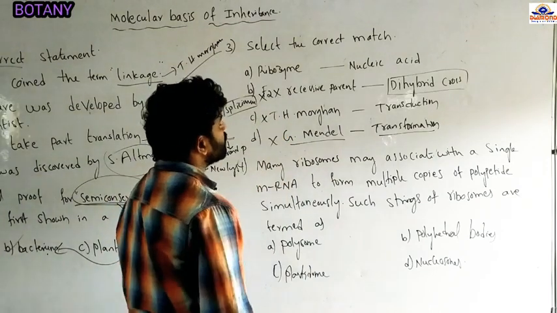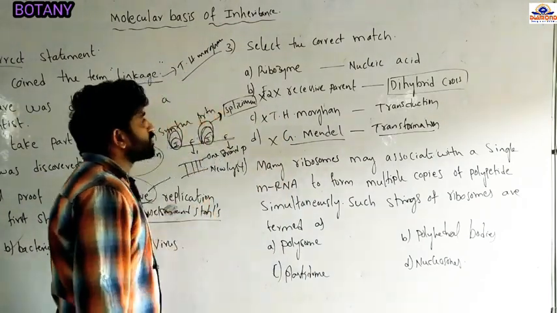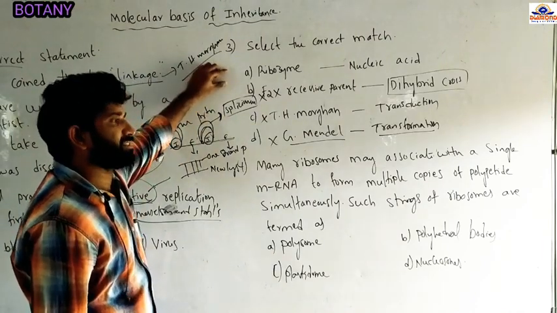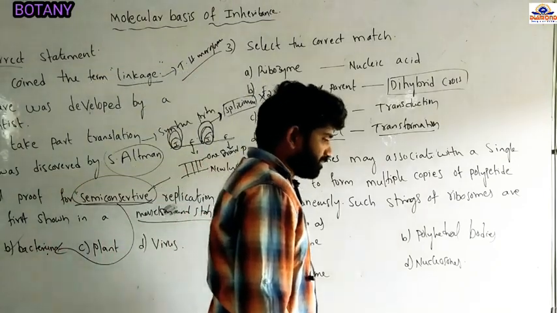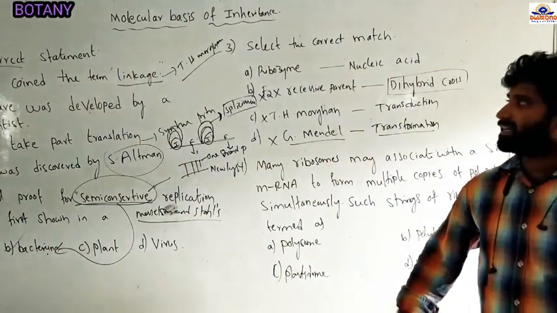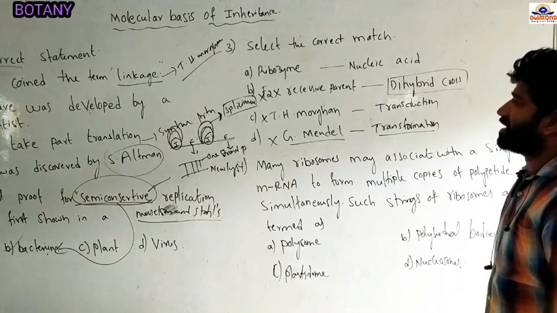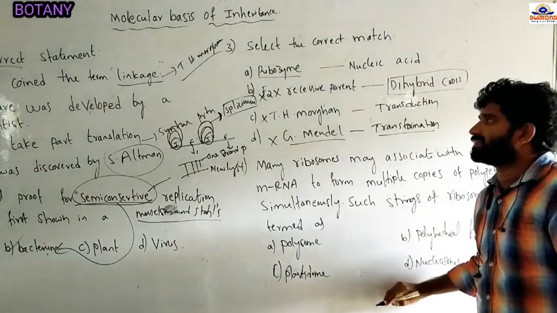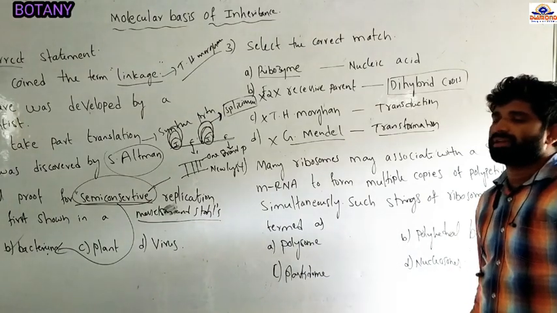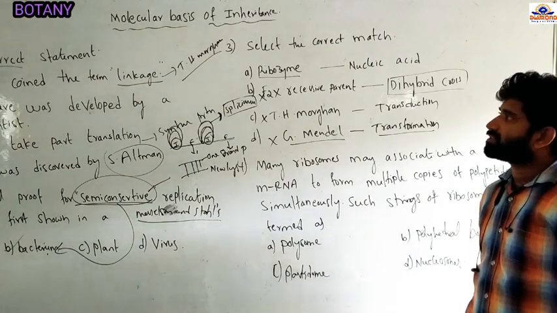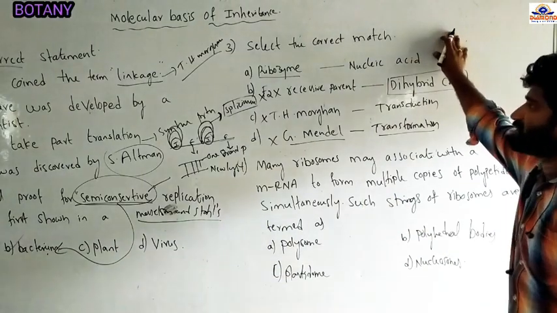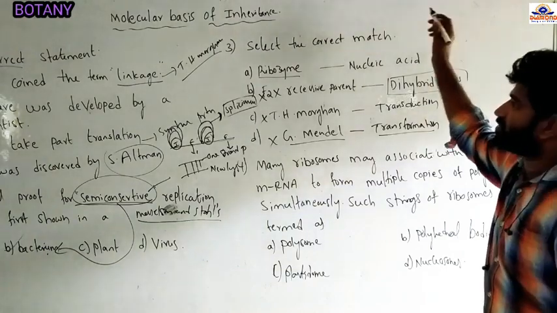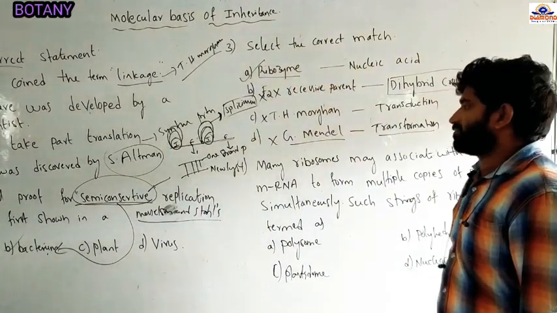And next, ribozyme. Ribozyme is an enzyme, but it is a non-proteinaceous enzyme. It is a nucleic acid, seen as part of rRNA. The function of this ribozyme enzyme is the formation of the peptide bond between two amino acids at the time of translation. So the correct statement is ribozyme.